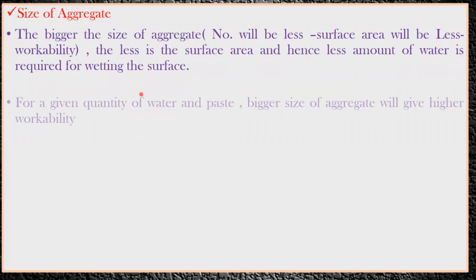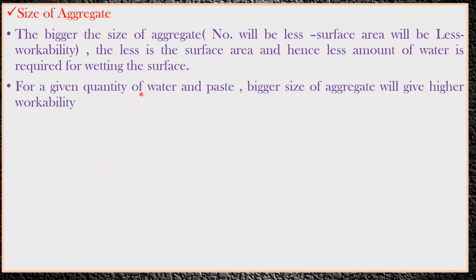Now coming to the third point. What is the third point? Size of the aggregate. So what is going to happen with the size of the aggregate? It's very simple. We know that. If the size of the aggregate is more, we'll do it in this way. So the bigger the size of the aggregate, right? We'll go in this way. We are again speaking in terms of cement paste only. Let us say we have a bigger size of the aggregate.